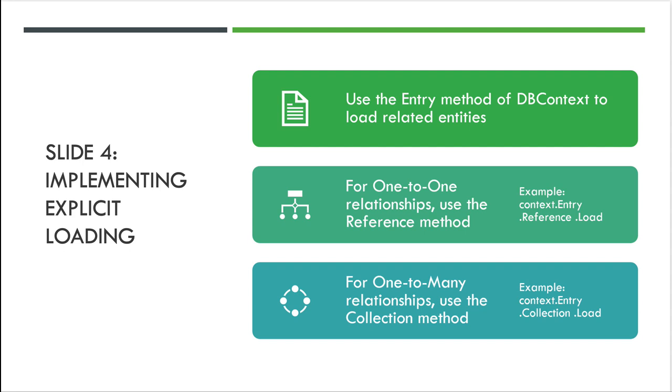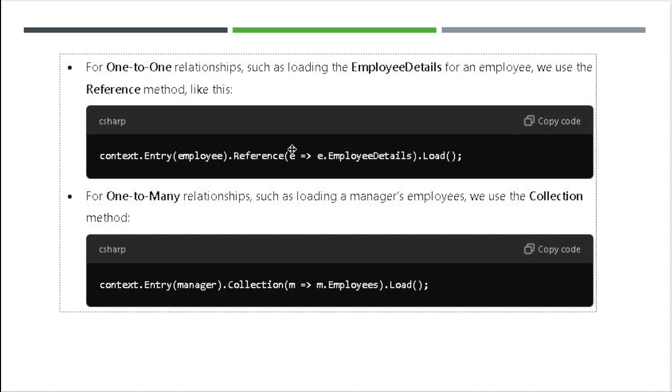So for example, for a one-to-one relationship such as loading the employee detail for an employee, we use the Reference method. Let me see the code here. I make an example. Use Reference here, and then you call, such as loading the employee detail, and then you call the Load. You will fetch the data. This is explicit loading. So this is for a one-to-one relationship.